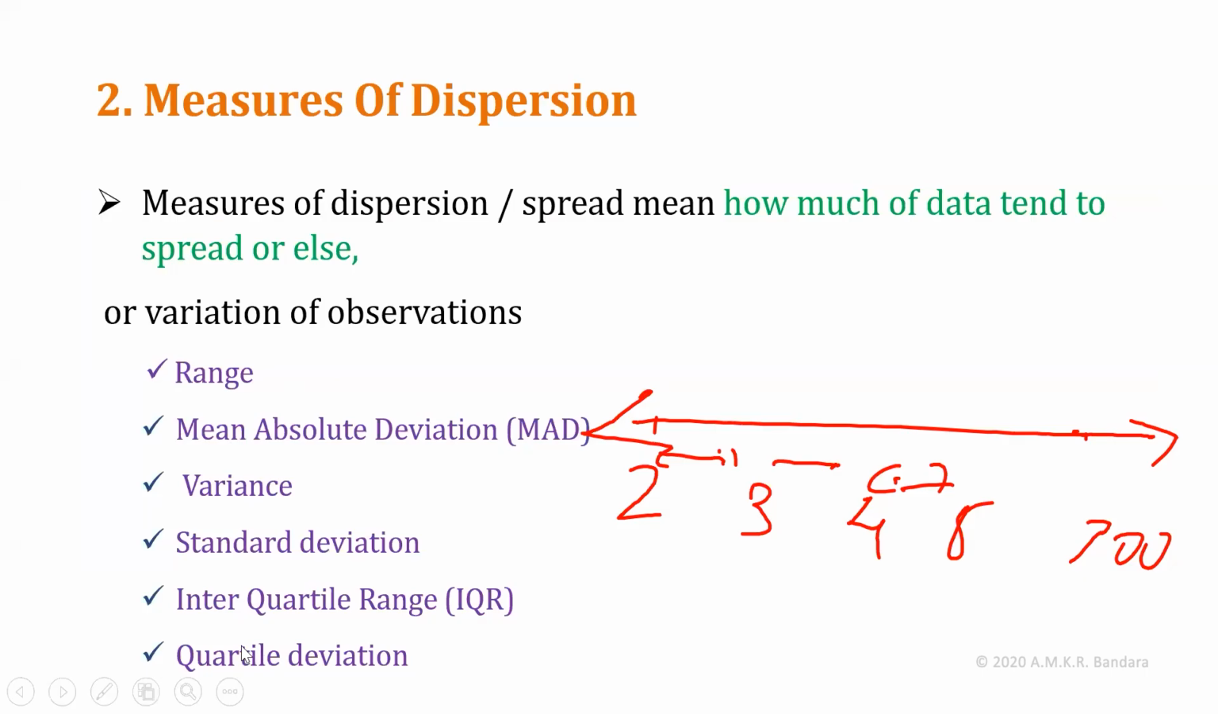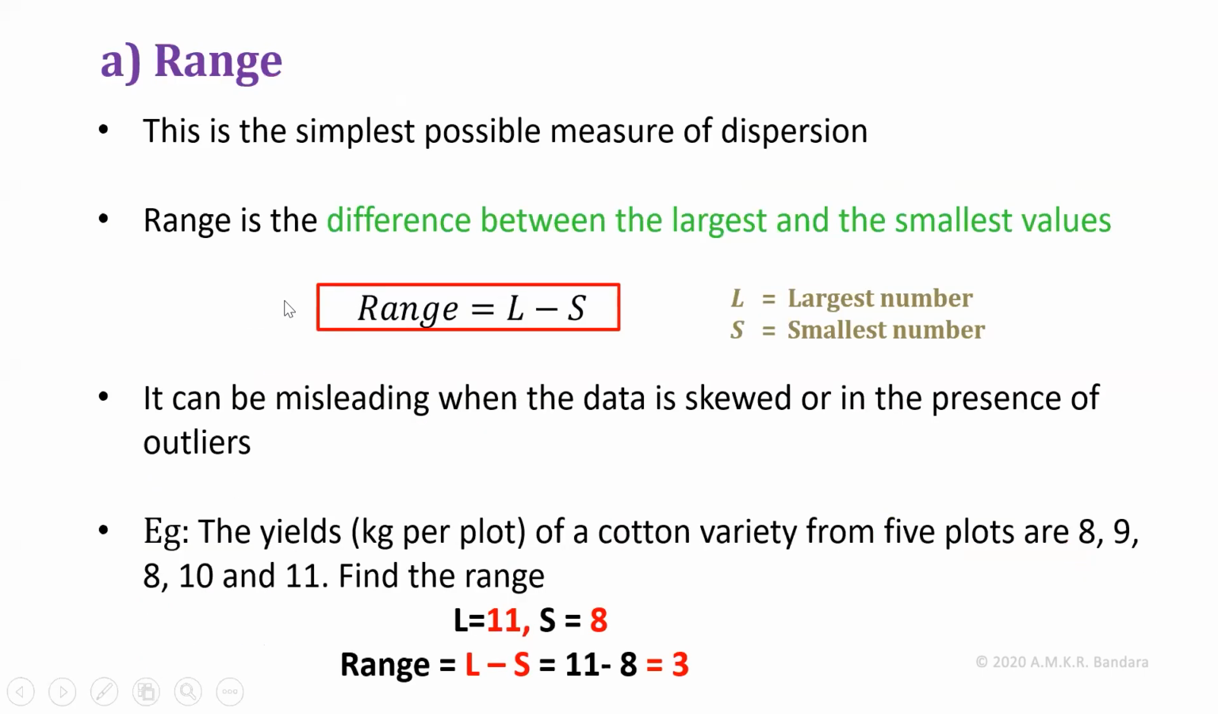Sixth one, quartile deviation. I think you are familiar with the range. That is the difference between largest and smallest observation in our data set. We have five data points in our data set: 8, 9, 8, 10, 11. So here the largest value is 11, the smallest value is 8. So the difference is 3. So range is 3 for this data set.